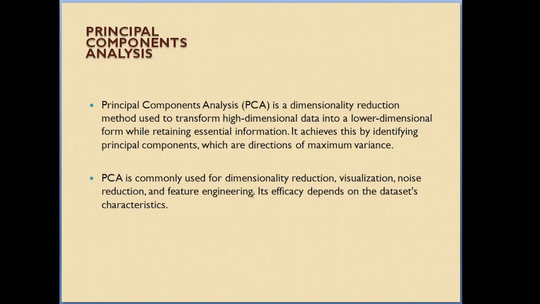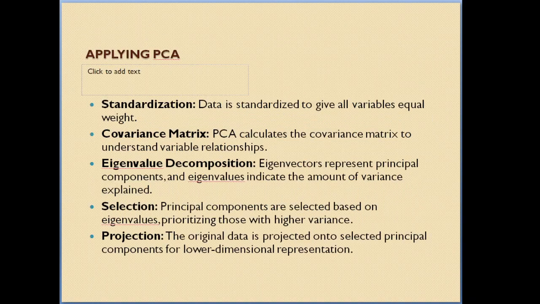Then feature engineering, where we encode categorical values. The efficiency depends on the dataset characteristics. How to apply PCA? Firstly, we standardize the data, so that all variables get equal weight. Then the covariance matrix: PCA calculates the covariance matrix to understand variable relations. Then we have the eigenvalue decomposition, then selection, then finally projection.